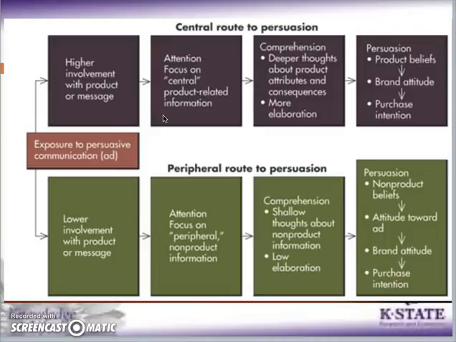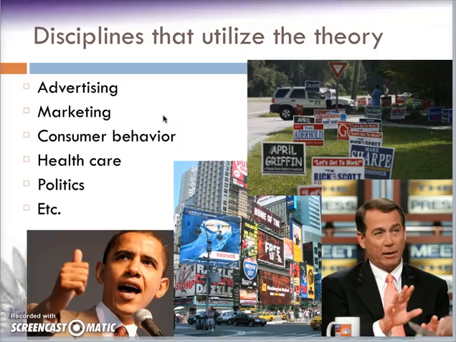The second one is sufficient prior knowledge, which means the receiver must be able to understand information to be able to elaborate on it. Next, we will briefly talk about disciplines that utilize the theory and some examples. Researchers have applied the theory to many fields, including advertising, marketing, consumer behavior, healthcare, politics, and so forth.